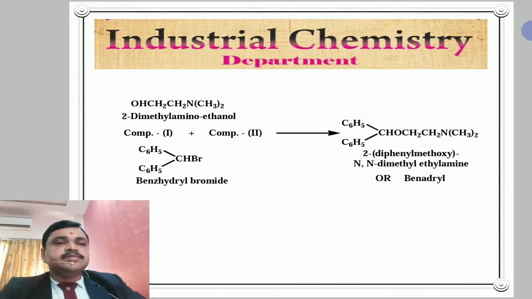After condensation, we get our final product Benadryl. Chemically, it is 2-diphenylmethoxy-N,N-dimethylethylamine. I repeat the name. Chemically, Benadryl is 2-diphenylmethoxy-N,N-dimethylethylamine. This is our final product, Benadryl.